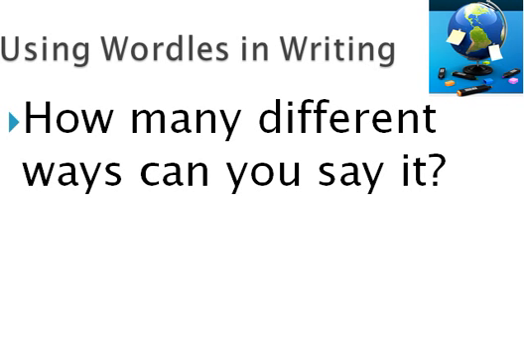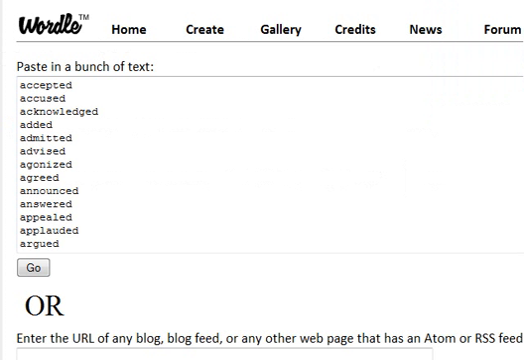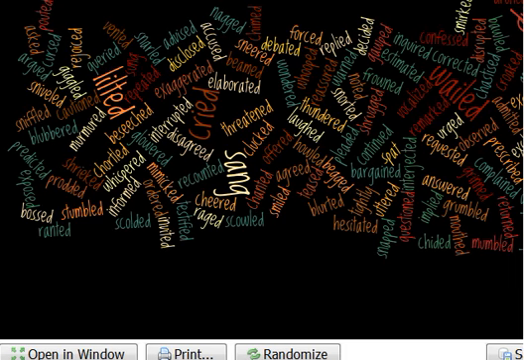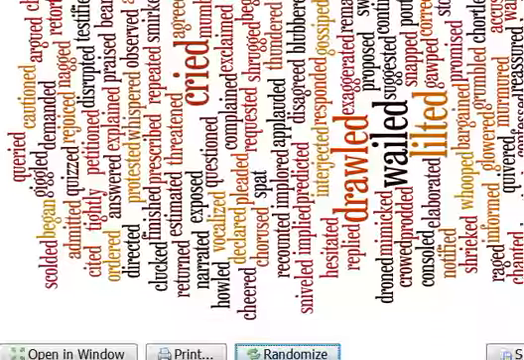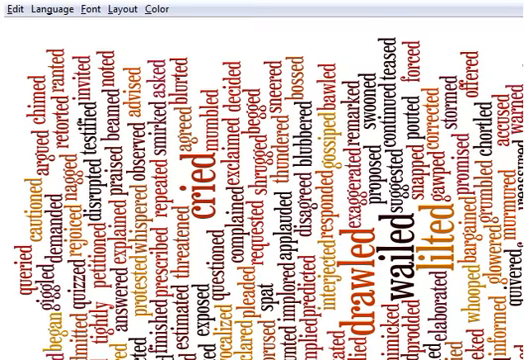We can also use Wordle to improve the gifted student's writing. For instance, how many different ways can you say it? In this case, how many different ways can we use the word said? Let's take a look inside of Wordle. I would simply copy all of the different ways that I can use the word said and paste it inside of the box. I can also have my students create all the different ways that they can use the word said and type them into this box. And then I just press Go. Once I press Go, the Wordle is created. I can also press the Randomize button at the bottom to get a different look for my Wordle.